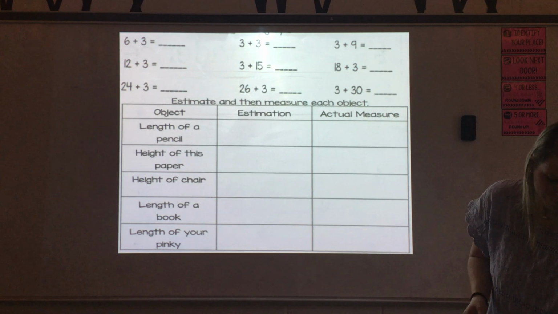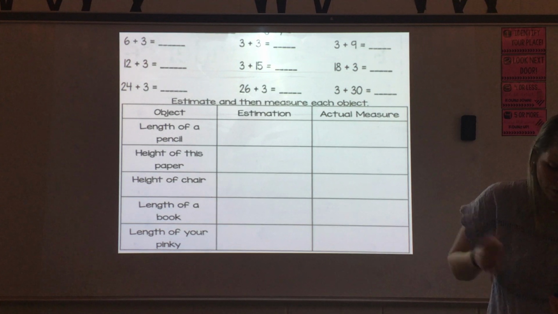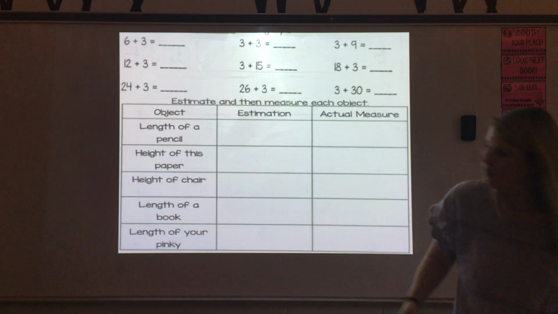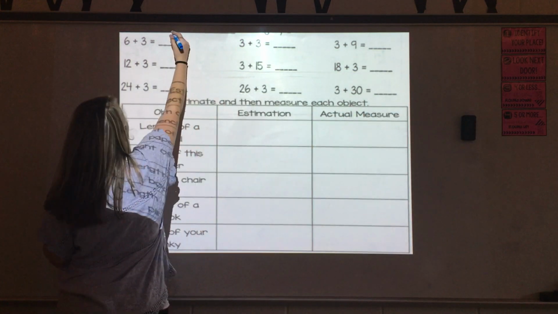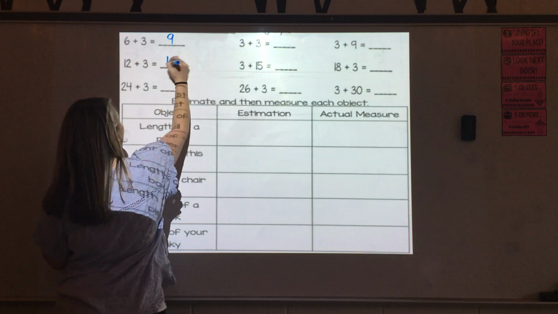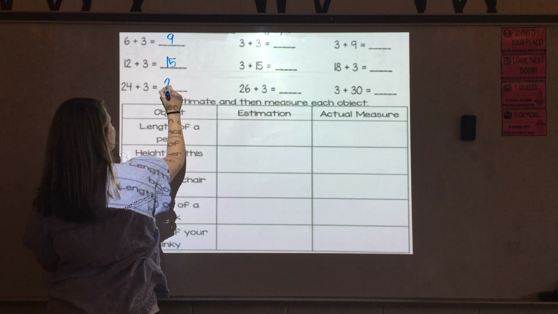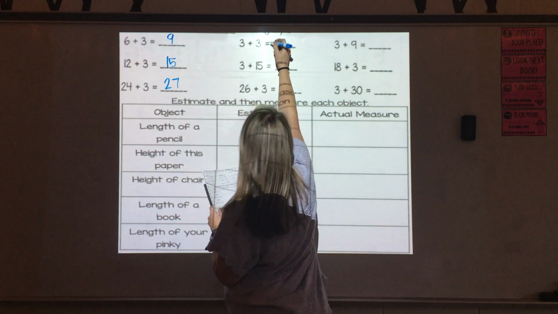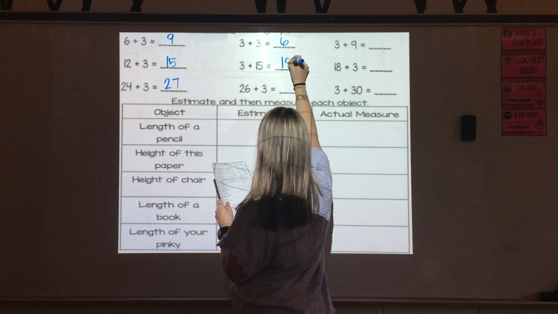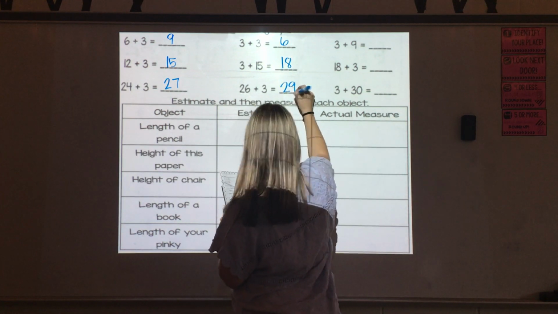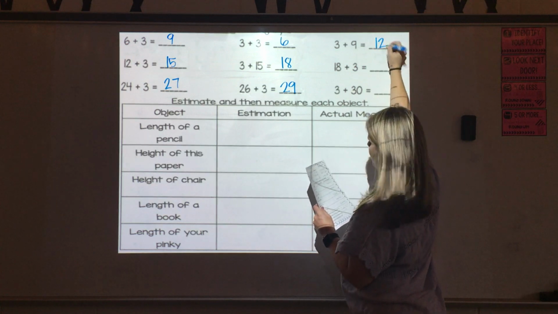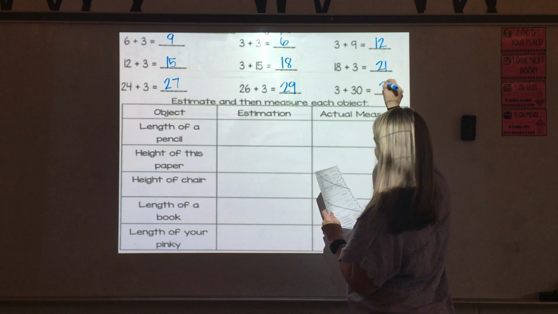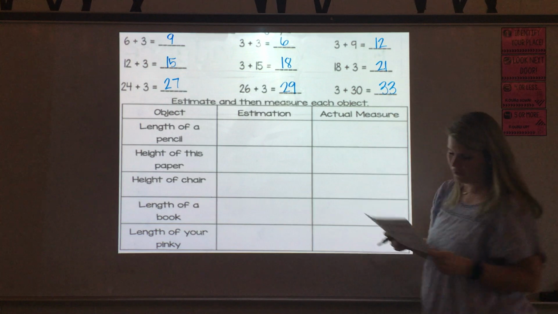So for math, we're going to fill in these quick facts real quick. All right, so we've got 9, adding 3, 15, 27, 6, 18, 29, 12, 21, and 33.